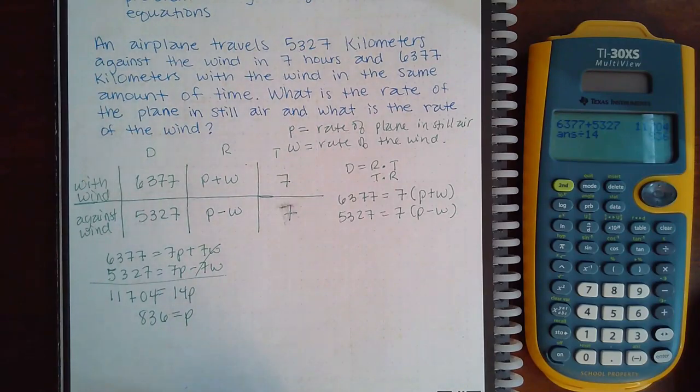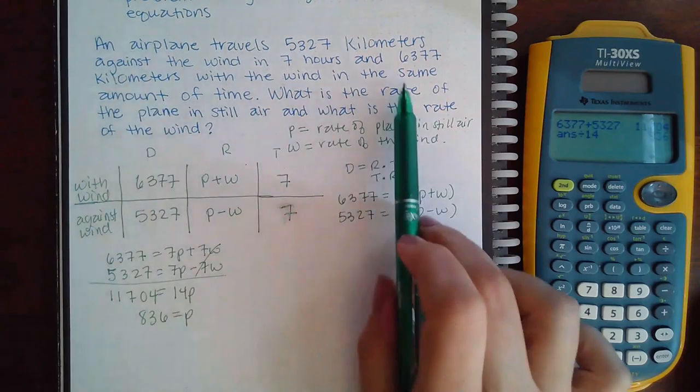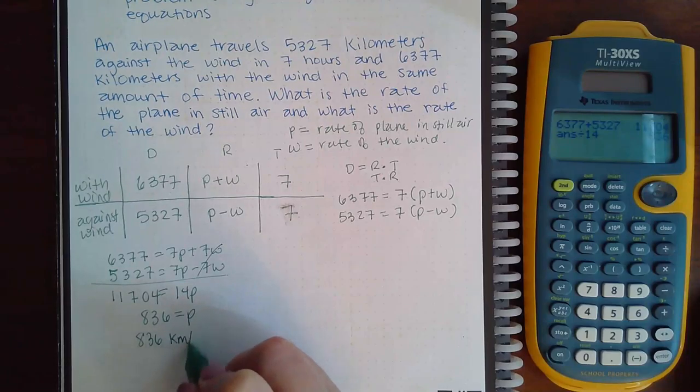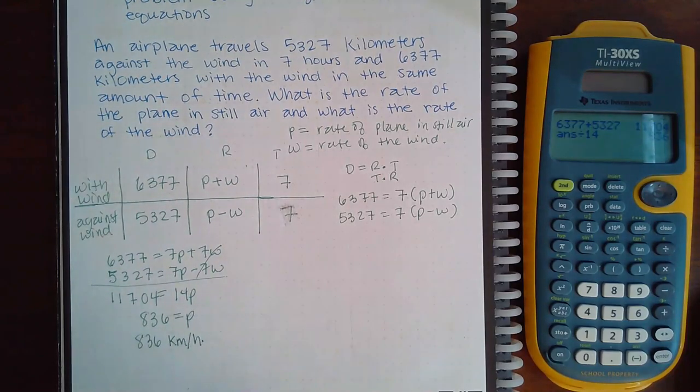So the plane by itself is traveling, and since they're using kilometers and hours, that means the plane is doing 836 kilometers per hour. Okay.